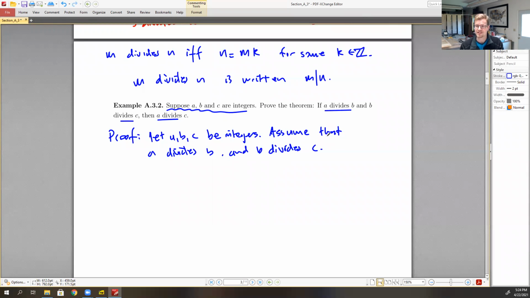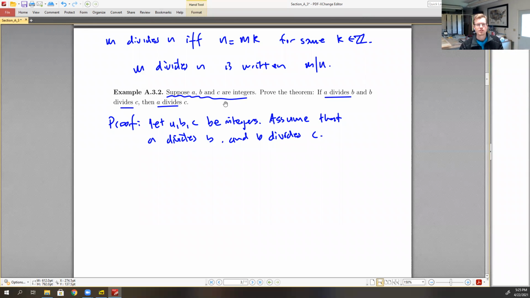A divides B and B divides C. And then we show that the conclusion is true. We want to show that A divides C. How can we do that? Well, we just need to use the definitions that we've now learned. How we can write this relationship, knowing that one number divides another.